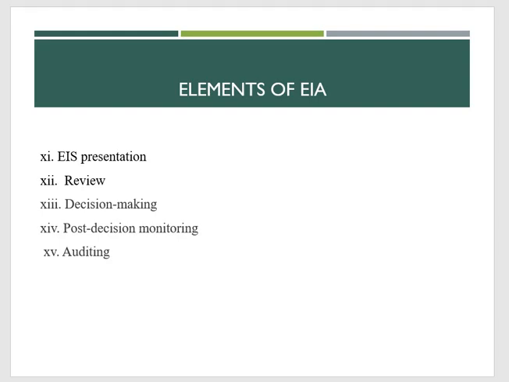Now coming to review. So reviewing a project is nothing but the assessment of the quality of the EIS so that the decision making process will be easier. Next is decision making. So at this stage, decisions are made by the relevant authority on the EIS. So here they will be deciding whether to accept or reject or postpone the project.